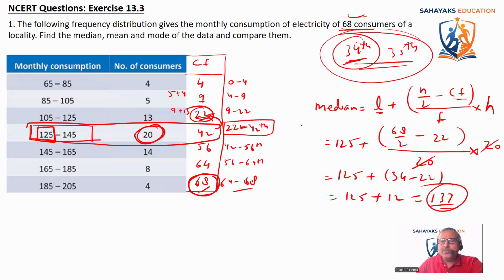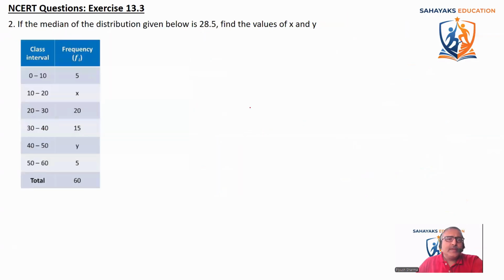Okay, so coming to the next question here. If the median of the distribution is given below, so when the median is already given, you have to compute with the exact same method. There is no difference. You just need to find the values and put them here. So let's find the cumulative frequency here.